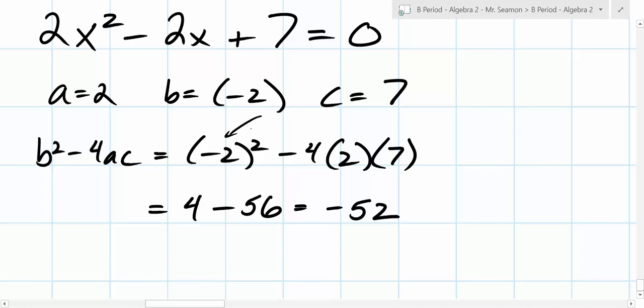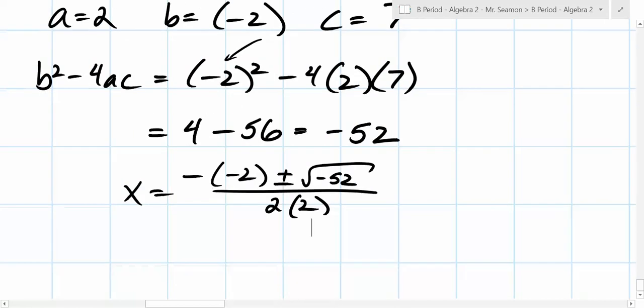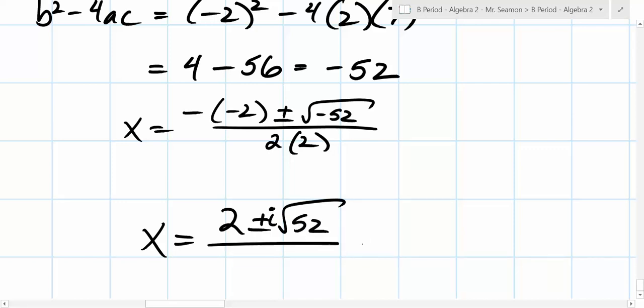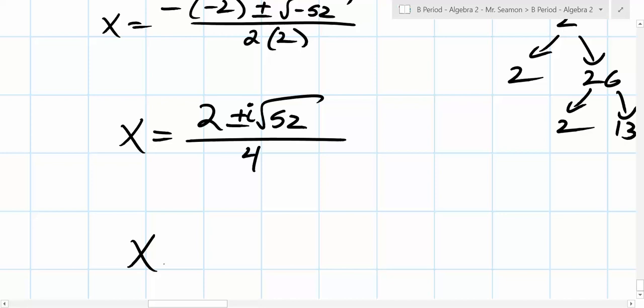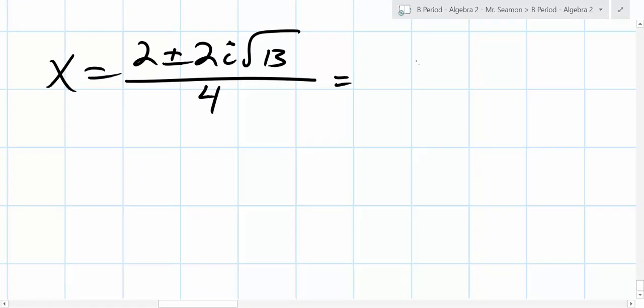Okay, so now it's x equals negative b, so it's going to be negative negative 2, so 2 plus or minus the square root of what? All over 2 times 2. Now, again, does the work change? No. Sorry, it wasn't real, my fault. Square root of what? i root 52 all over 4. Does 52 break down into anything? 2 times 26, and then what is that? 2 and 13. So what does this turn into? 2 plus or minus 2i root 13 all over 4. But 2, 2, and 4, what does that turn into? 1 plus i root 13 all over 2.